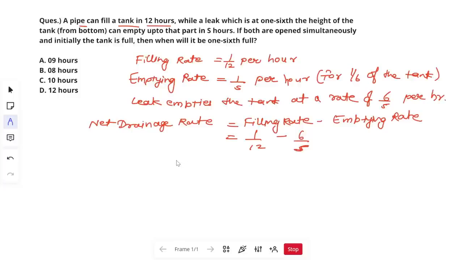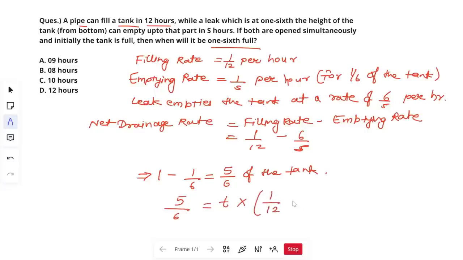Now what we have to find is the time to reach 1/6 full, because that is only which we have to find. So how we will calculate is the tank starts full and must reach 1/6 full, right? So the amount of water to be lost is 1 minus 1/6, which is going to be 5/6 of the tank. This much amount needs to be lost, which is 5/6. We will say T into (1/12 minus 6/S), which is our net drainage rate. That is T into our net drainage rate.